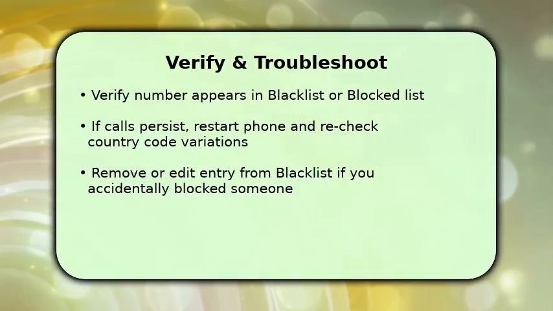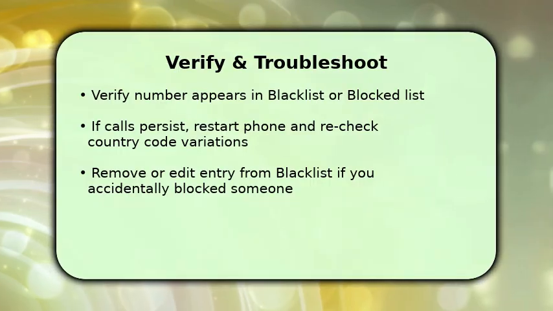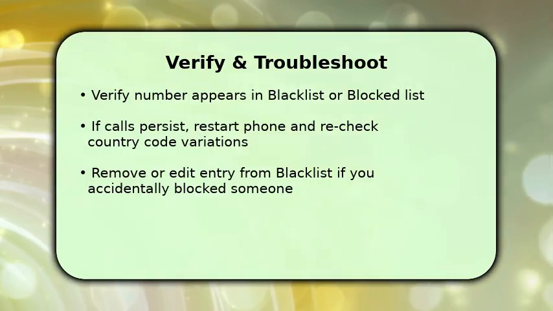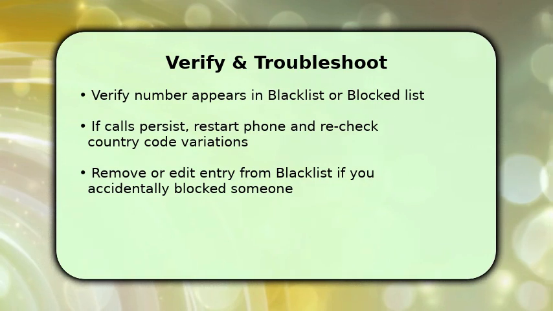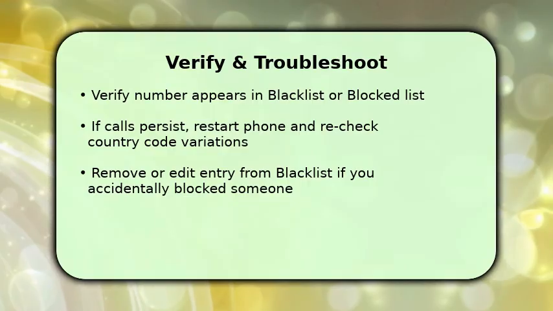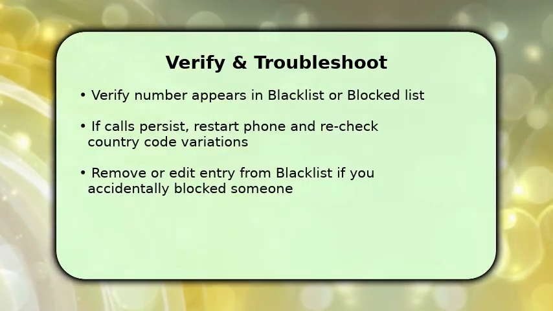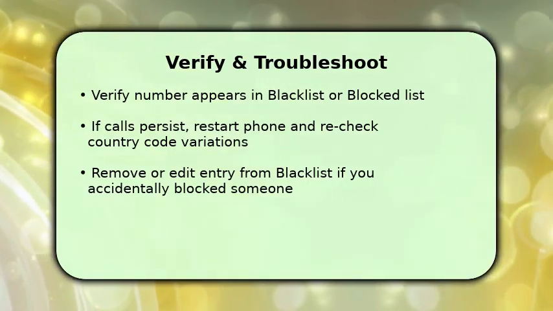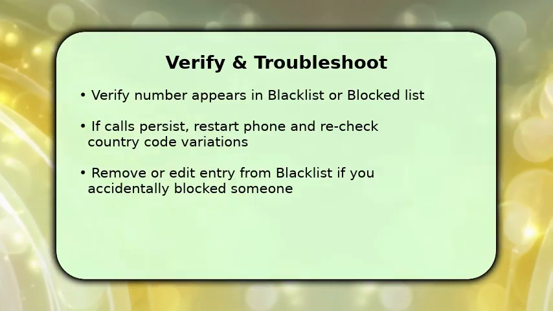If calls still come through, restart the phone and re-add the number using the exact format shown on recent calls. Country codes can cause duplicates. If you find you blocked the wrong number, open the blacklist, select the entry, and remove or edit it. One tip: test with a trusted alternate number to confirm blocking works.